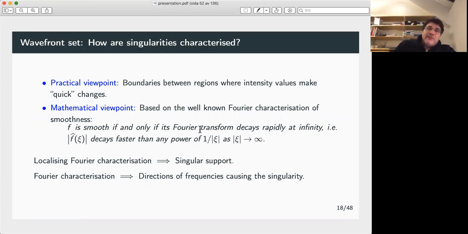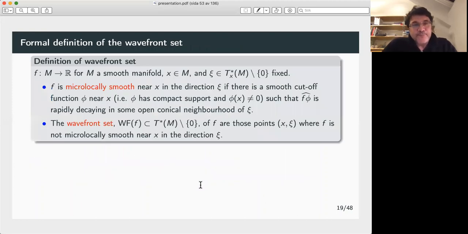Now, obviously, you can multiply this function by a cutoff function locally around the point, and you can study the Fourier transform of that cutoff function, and that will essentially give you a characterization of the singular support. But you can also study which frequencies in the frequency space are causing the singularity, because obviously, if it's not smooth, there will be some directions where you don't have this rapid decay. And this is the microlocalization, essentially, and this brings us to the formal definition of the wavefront set.